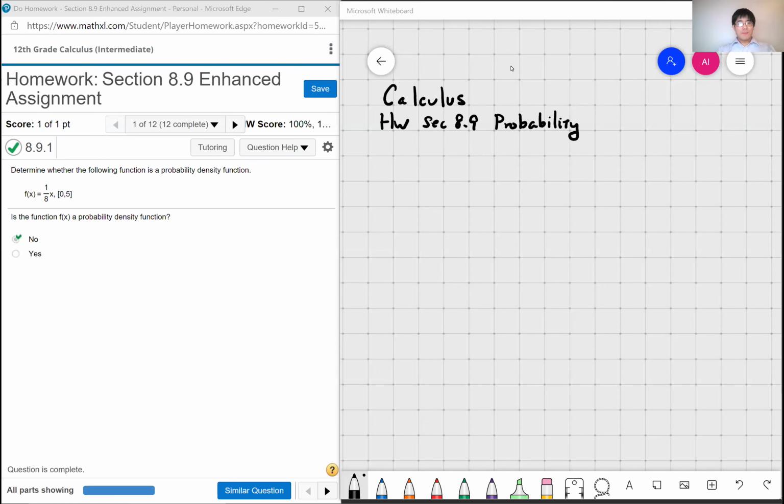Hello. This is about the calculus homework assignment from section 8.9, which is about probability. There are 12 problems to go, and I'm going to explain one at a time. Question number 1. Determine whether the following function is a probability density function.